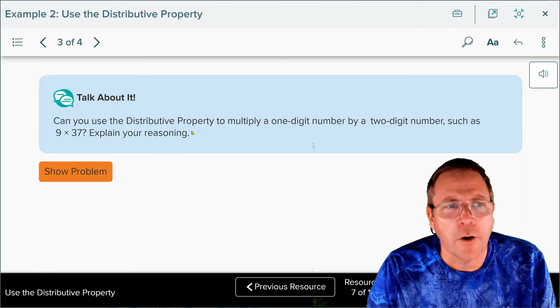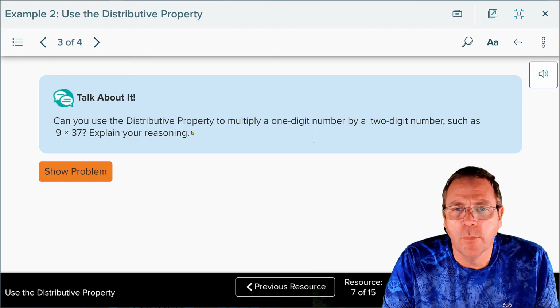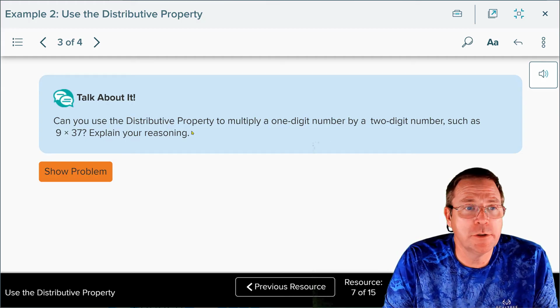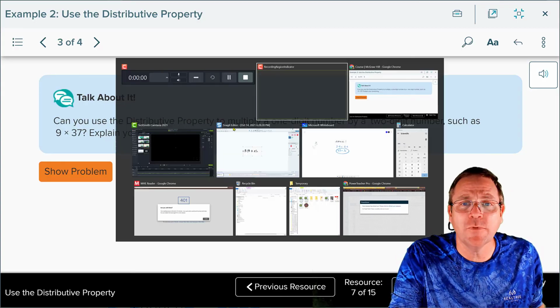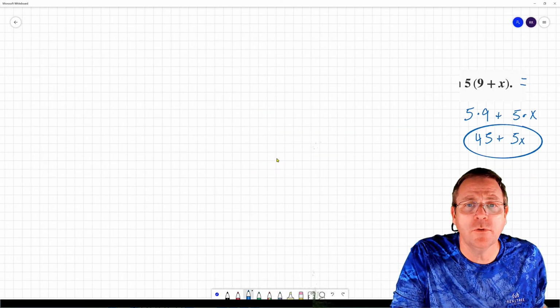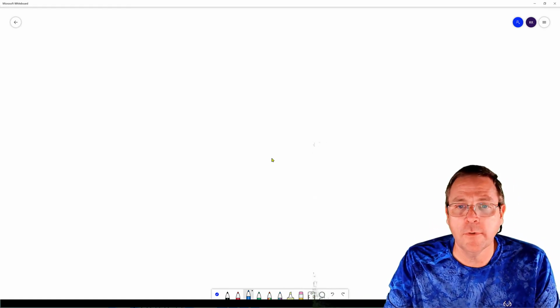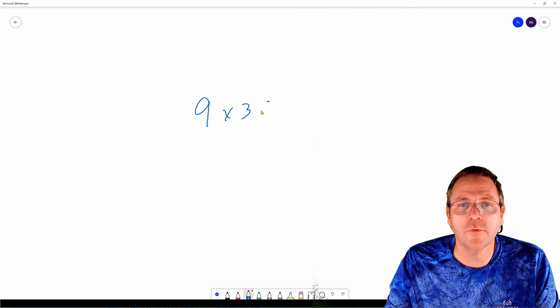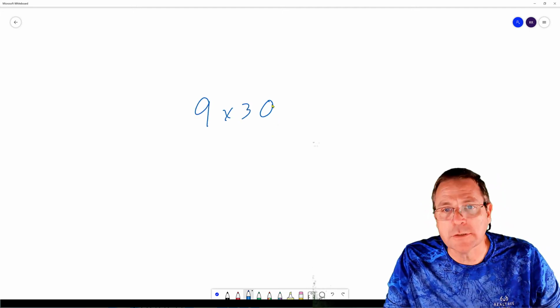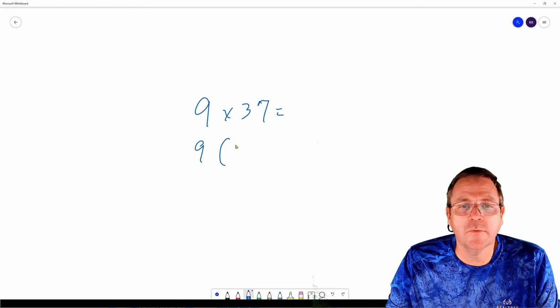Our talk about it says, could you use a distributive property to multiply a 1-digit and a 2-digit number, such as 9 times 37? And the answer is absolutely. You guys watch me do this all the time in my head. So 9 times 37 is the same thing as saying 9 times the sum of 30 and 7.